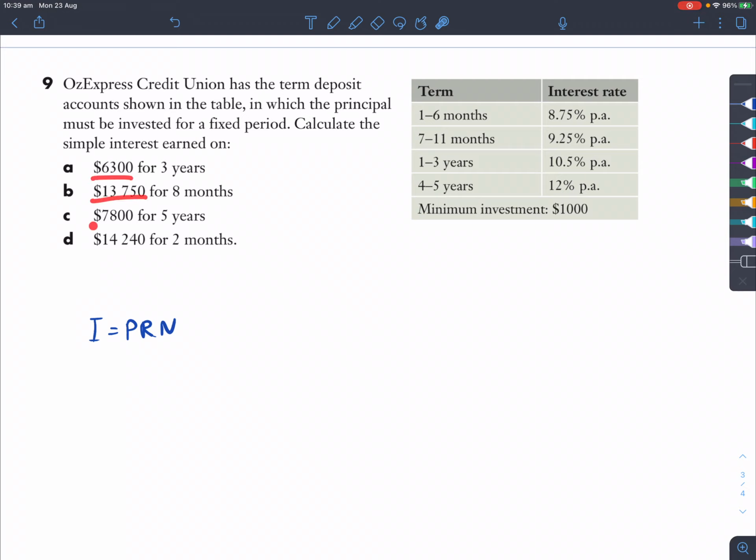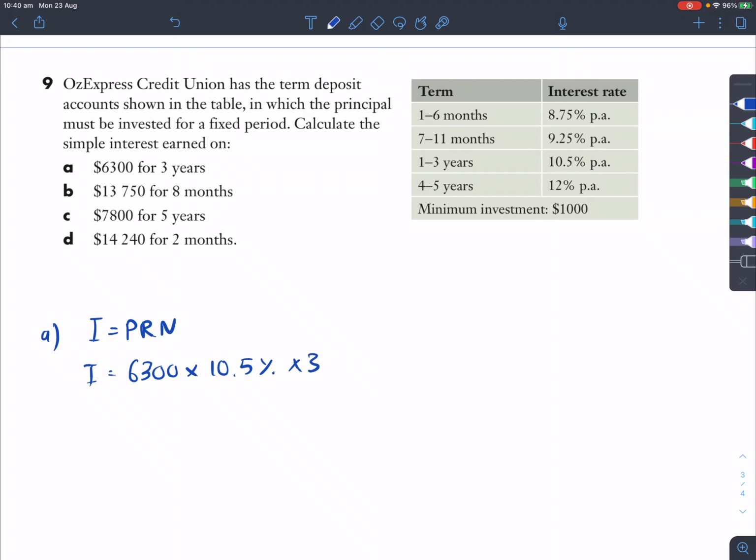So each of these numbers represent the principal, that's this. These represent the number of years or months or whatever it is. So given that we invest $6,300 for 3 years, we look at this amount here. And so for part A, we're going to replace P by 6,300 times the rate that it says there, which is 10.5% per annum. Just make sure that this is the same unit, which is per annum, which is in years. So that's okay, since that's in years as well.